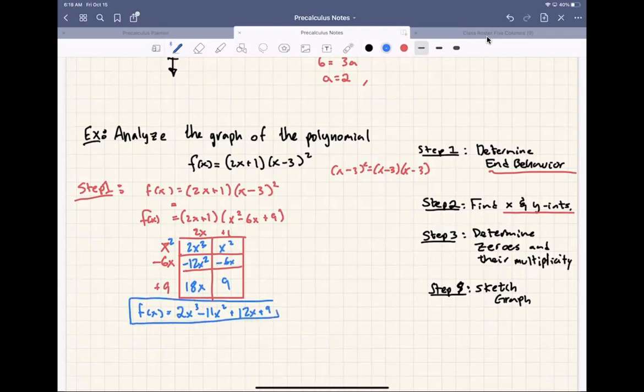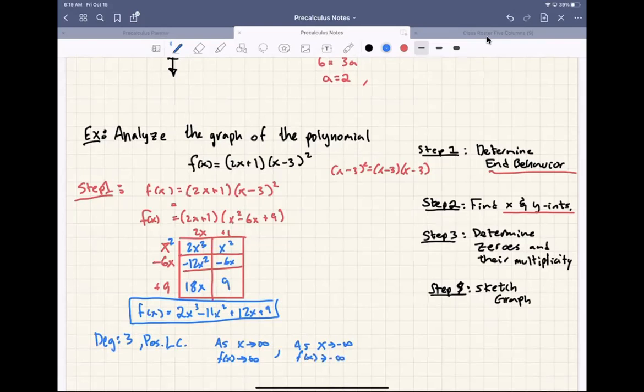And that's basically it, guys, for our first step. So our degree is going to be power of 3. So our degree is 3 with a positive leading coefficient. Therefore, as x approaches infinity, f of x will approach infinity. Similarly, as x goes to negative infinity, f of x is equal to negative infinity.